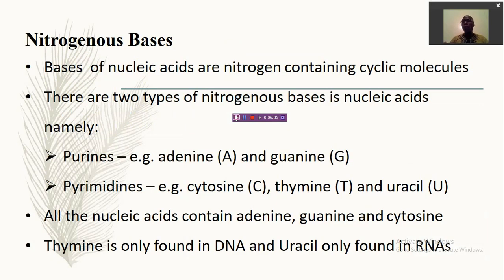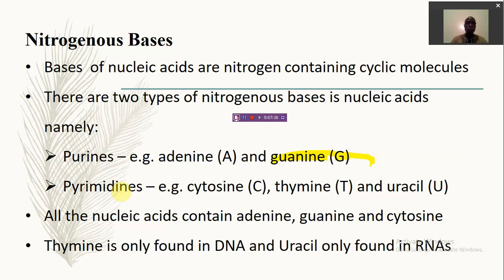Now let's explore each one of them at a time, starting with nitrogenous bases. I've said there are different types of nitrogenous bases. The first type is what we call the purines. The second group is what we call pyrimidines. So the two types of purines are adenine, which we normally abbreviate as A, and guanine, which we normally abbreviate as G.